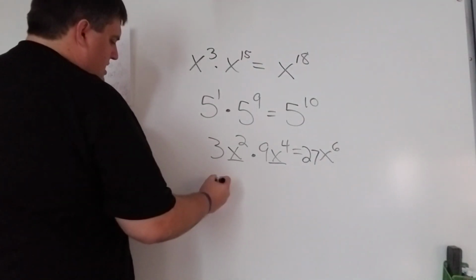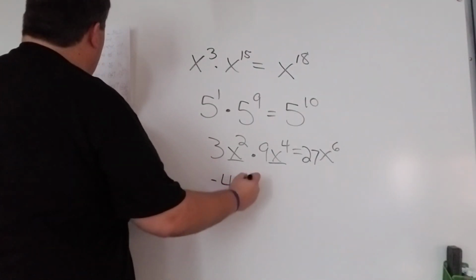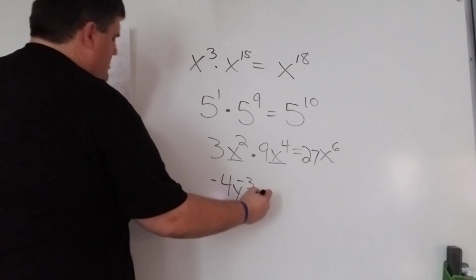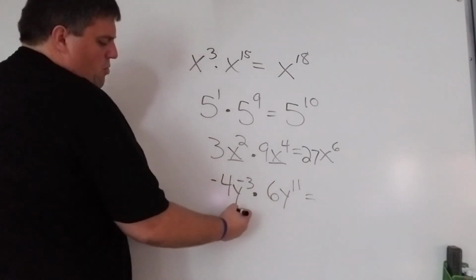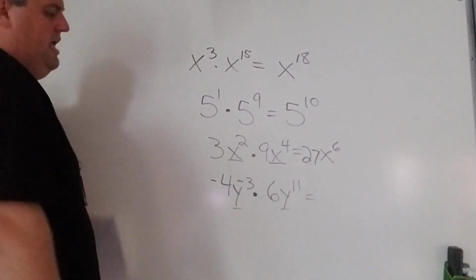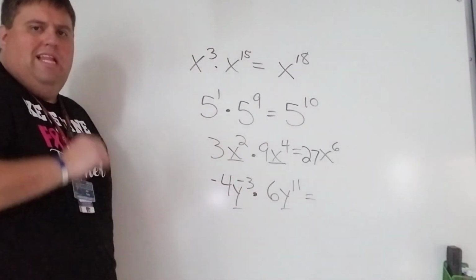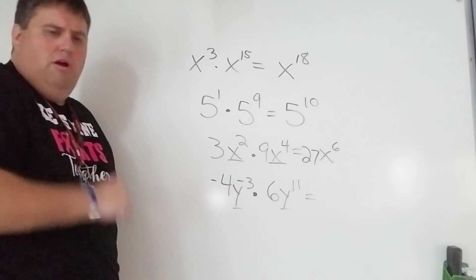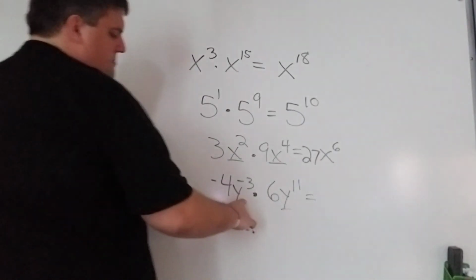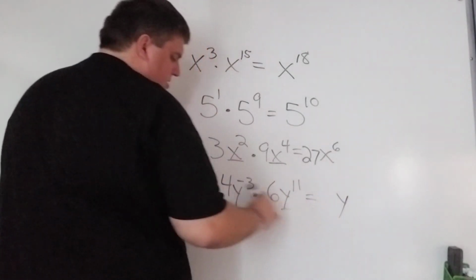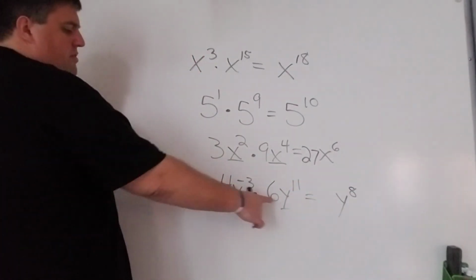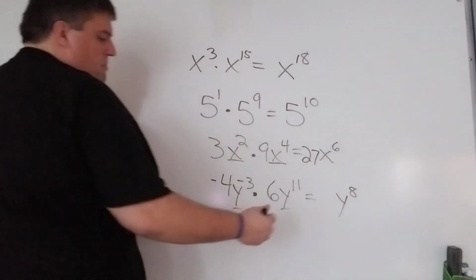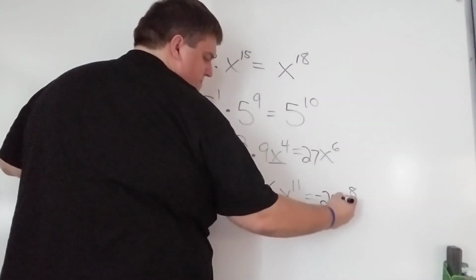And I think I can fit one more on here, right? Let's see. Negative 4y to the negative 3rd times 6y to the 11th. Again, our y's have the same base. Even though that y has a negative exponent, that's the last thing I'm going to fix, so I'm not going to worry about that right now. I'm going to just keep the base and add the exponents. Negative 3 plus 11 is 8. And then negative 4 and 6, again, don't have the same base, so we're just going to multiply them. That gives me negative 24.